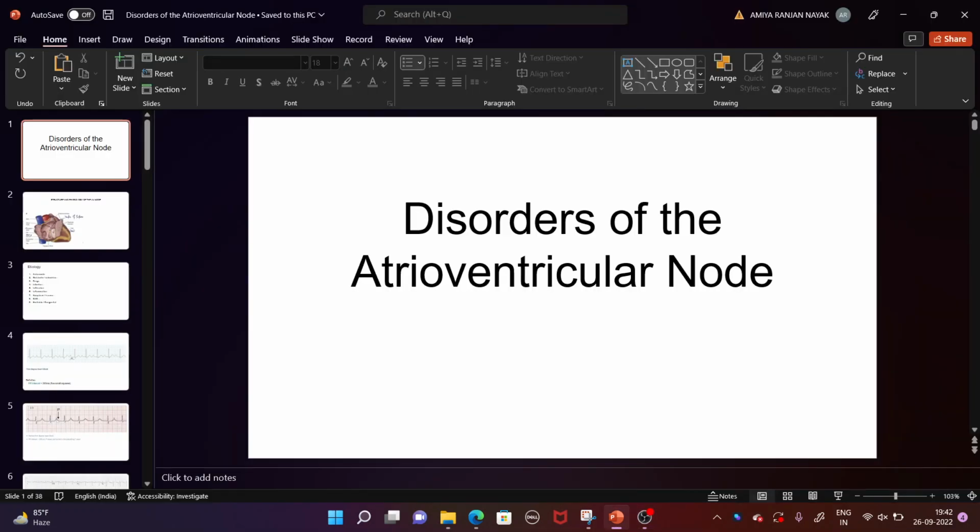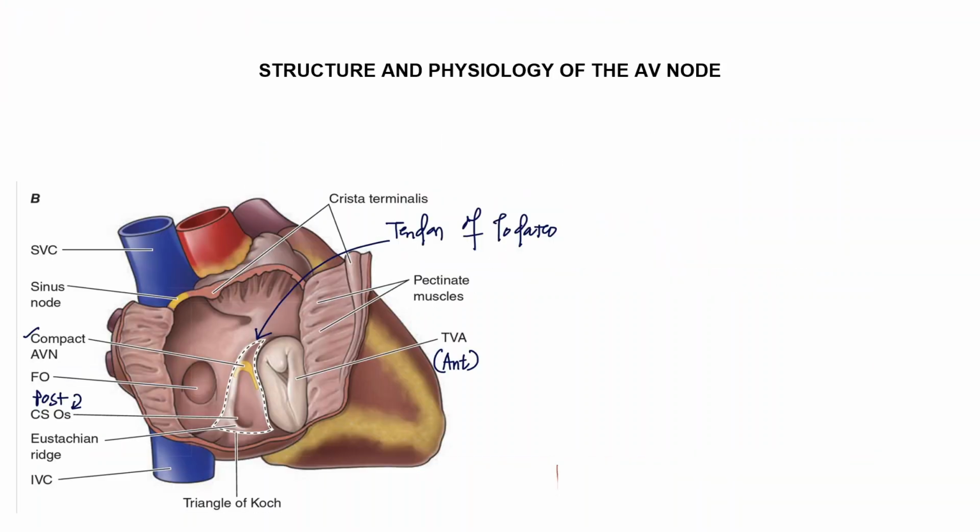So now we are going to read about disorders of atrioventricular node. Let's start with some basic physiology, some basics of the atrioventricular node. So AV node is actually a subendocardial structure.